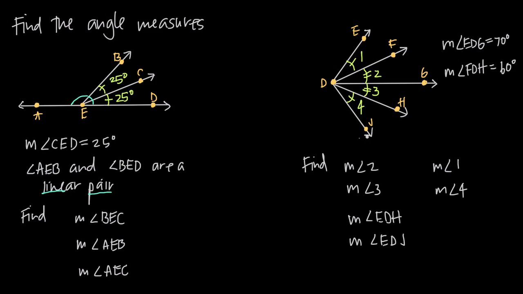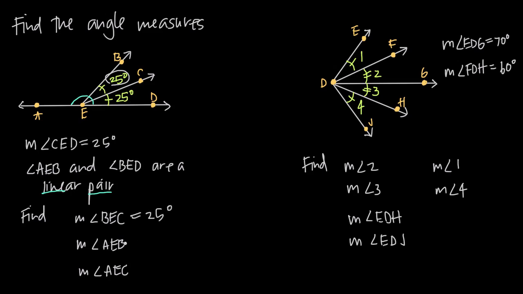So let's go ahead and solve for some of the values we've been asked to find down here. First, we've been asked for the measure of angle BEC. Well, if we look at here, BEC, that's this angle right here. We already know that that's 25 degrees because we were told in the problem that this angle was congruent to CED, and we were told that CED was 25 degrees. So this is going to be equal to 25 degrees.